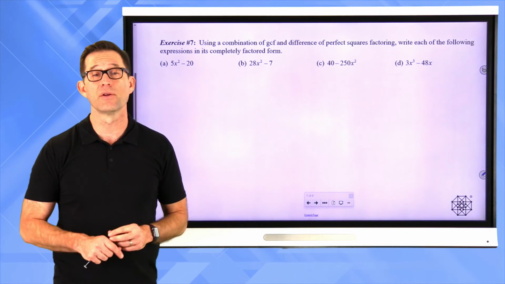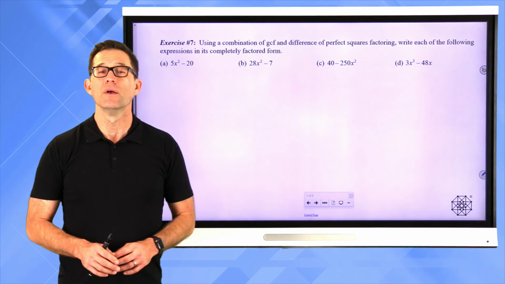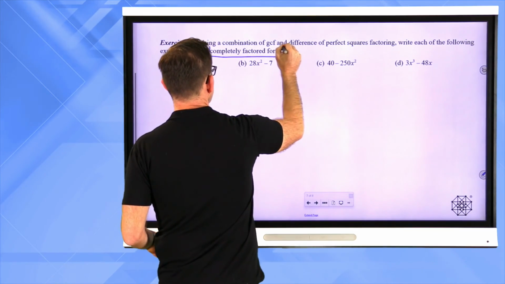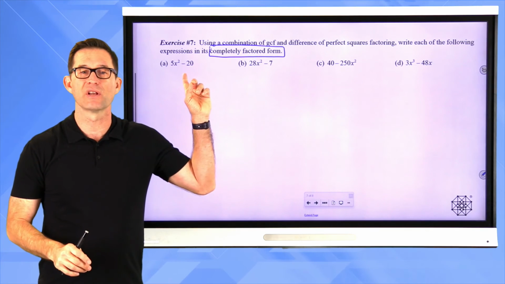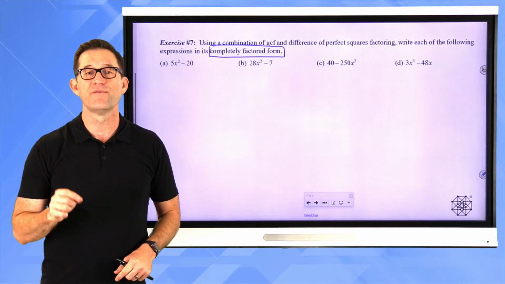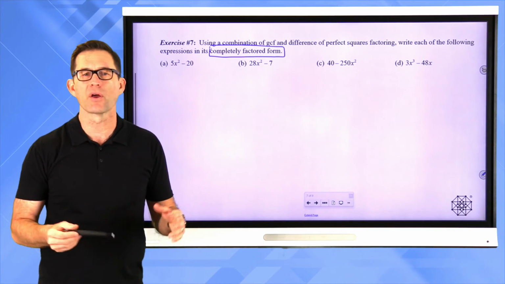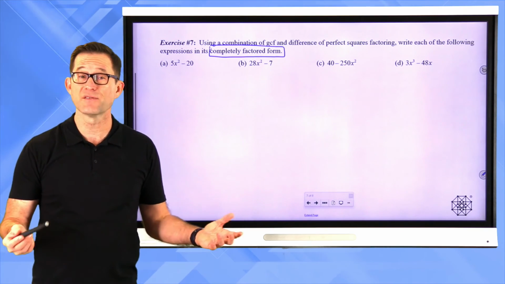Let's take a look at exercise number 7. Using a combination of GCF and difference of perfect squares factoring, write each of the following expressions in its completely factored form. Awesome. So again, completely factored form. What that means is the first thing I'm going to do is look at the expression in letter A, which is 5x squared minus 20. I'm going to think about the 5 and the 20, and I'm going to go, oh, the biggest number that divides into both 5 and 20 is 5.